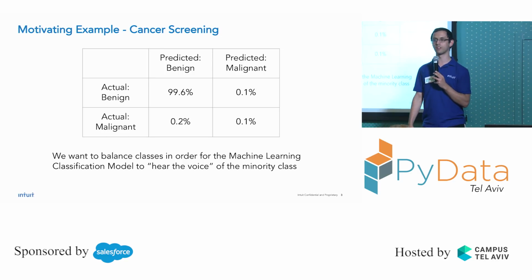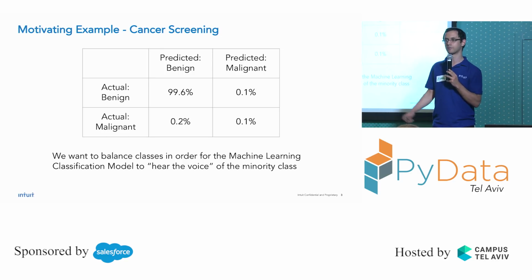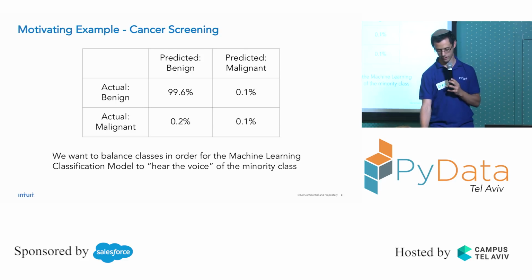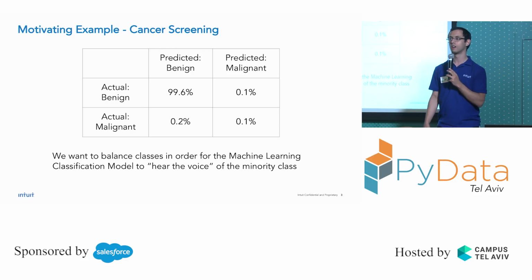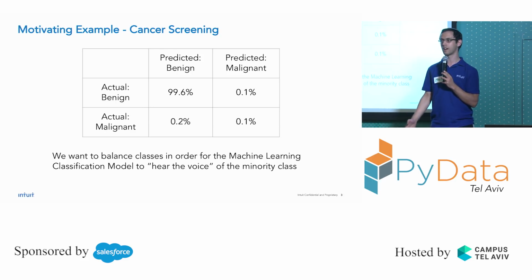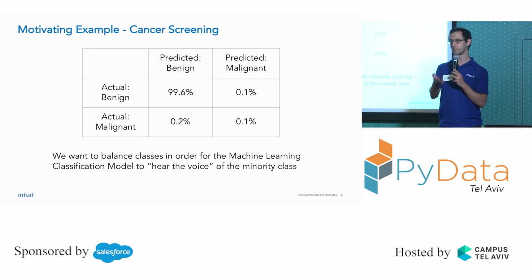So let's take a motivating example outside of the finance space, just a simple screen for cancer. We know that, typically speaking, most patients will be healthy, so a lot of models can just say, you're healthy, you don't have cancer, you're healthy, you're healthy. But that's a bit of a useless model because we're missing the interesting cases of patients who have cancer.